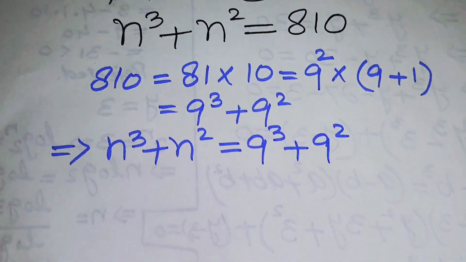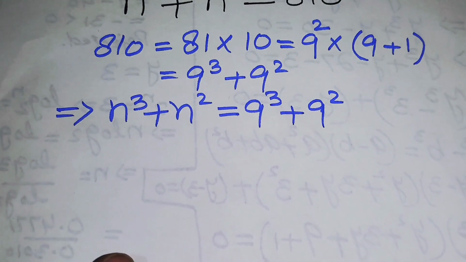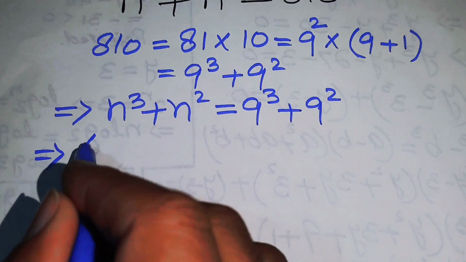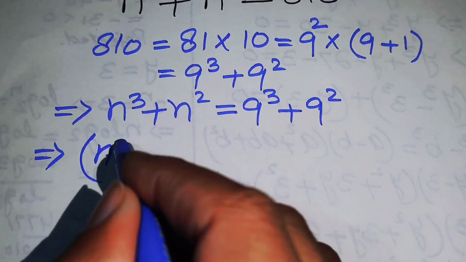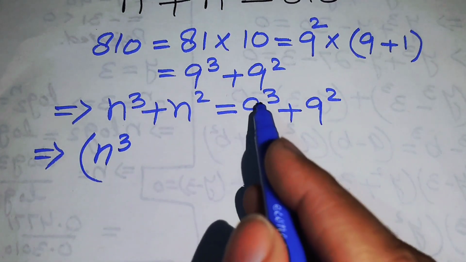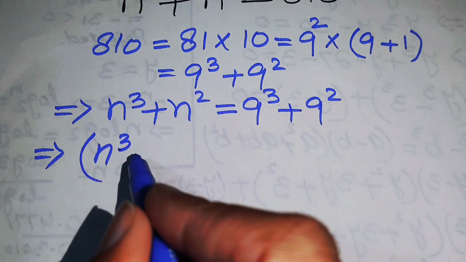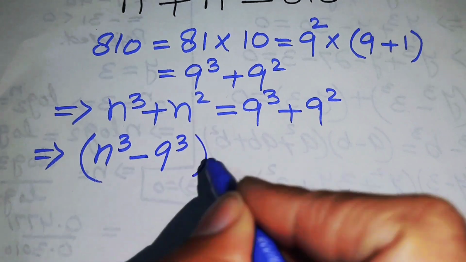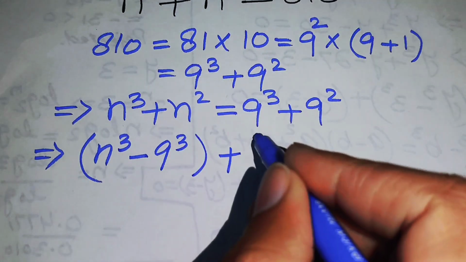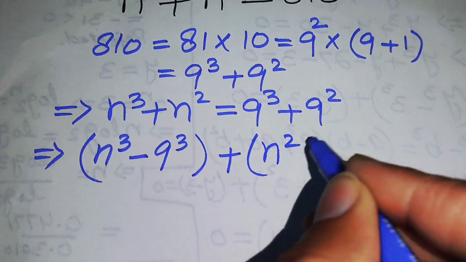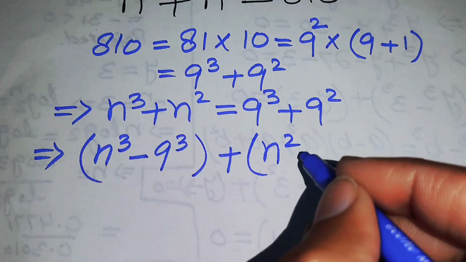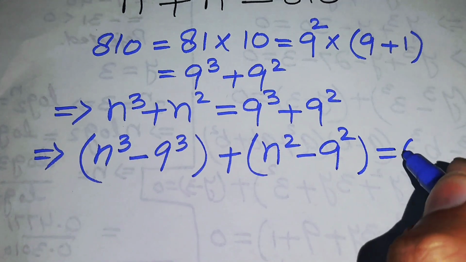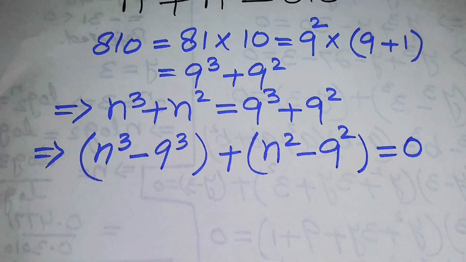So in the next step we will combine the cubic terms and square terms. Our first cubic term is n cubed, and here we move this 9 cubed to the left hand side, and it will be minus 9 cubed, and plus here you have n squared, and we move this 9 squared to the left hand side, and it will be minus 9 squared, and this whole equals 0.